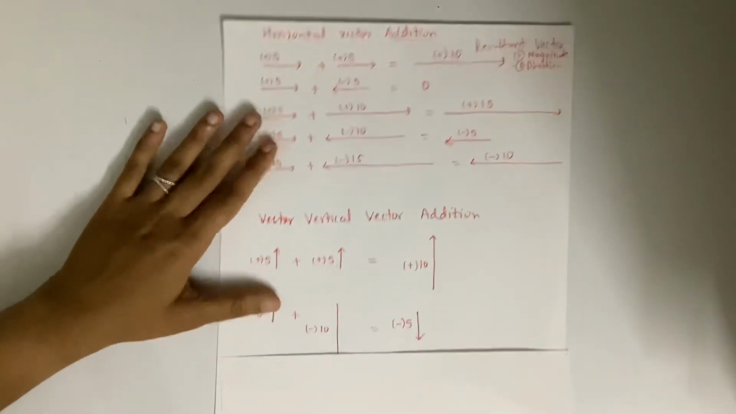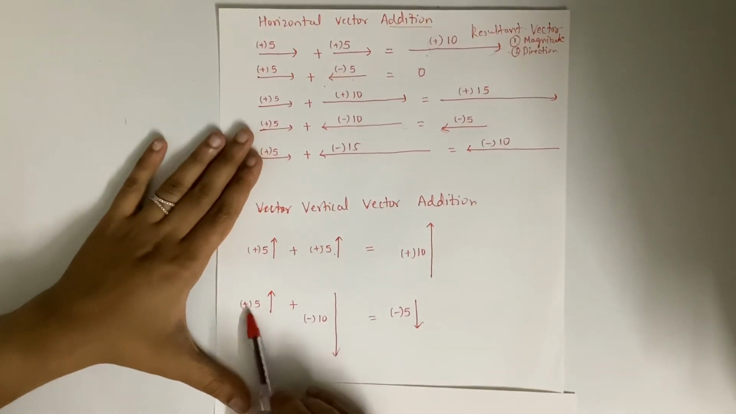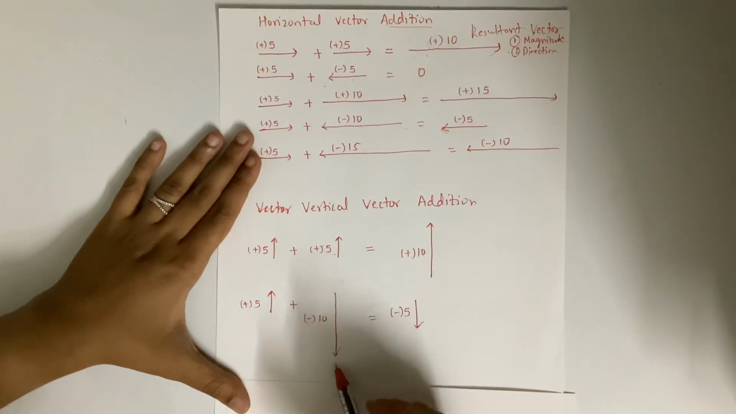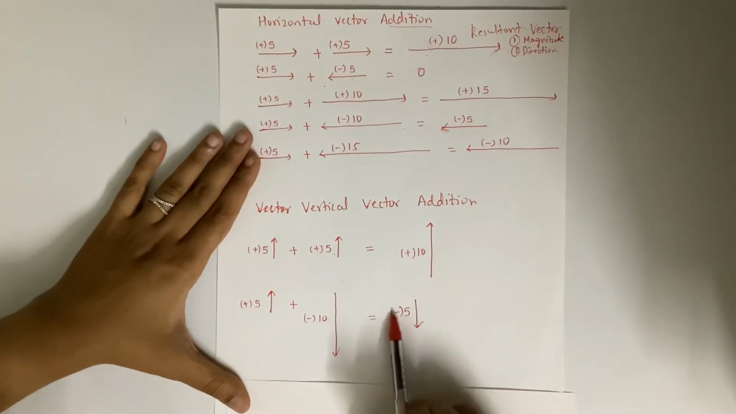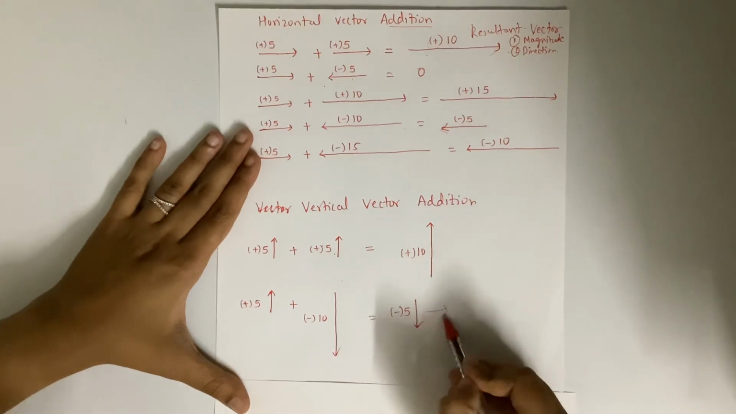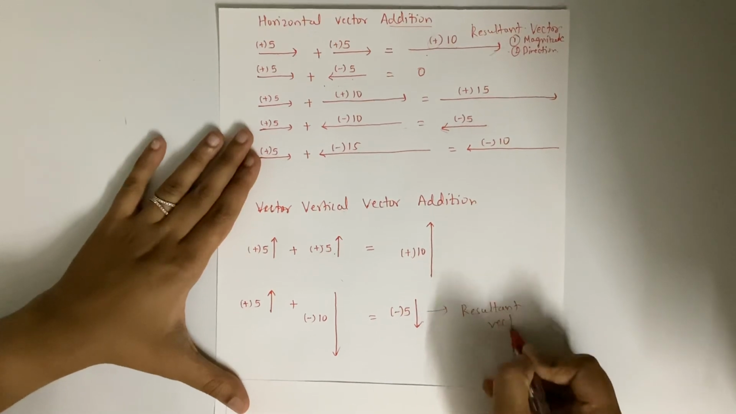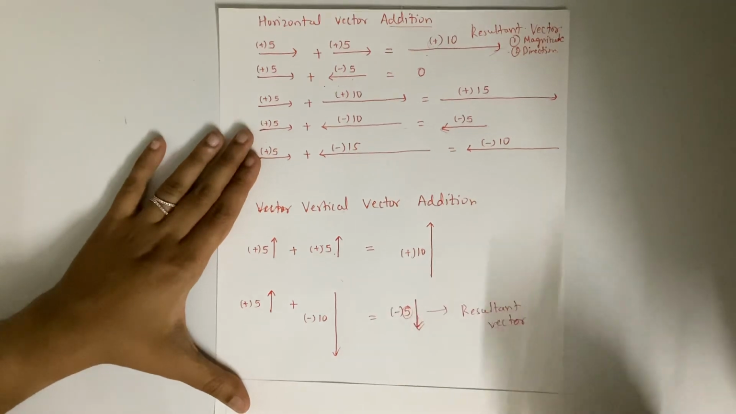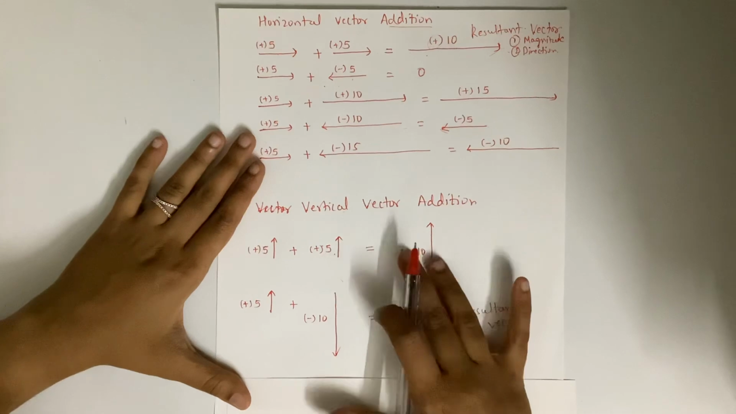Okay, and if we have plus 5 and minus 10, plus 5 means the arrow is going upward, and minus 10 means the arrow is going downward. So plus 5 minus 10 will give us minus 5, and this minus sign represents that the arrow is going downward. So the resultant force or resultant vector in this case will have magnitude 5 and direction pointing downward. Alright, so that is how the sign convention of vector addition works.